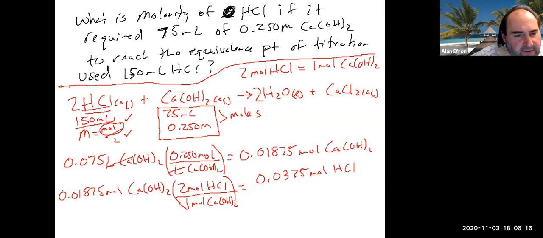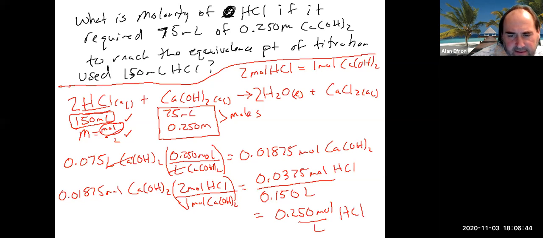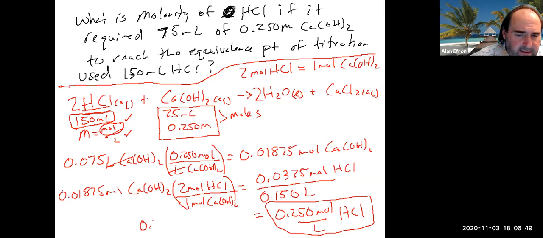We don't have the liters, but we do have the milliliters. So we can get to our molarity by dividing this by the volume of HCl, which converted to liters, 0.15 liters, will give us 0.25 moles per liter of HCl would be the molarity of our HCl. Or again, you can leave it as big M HCl. Again, both are the same.